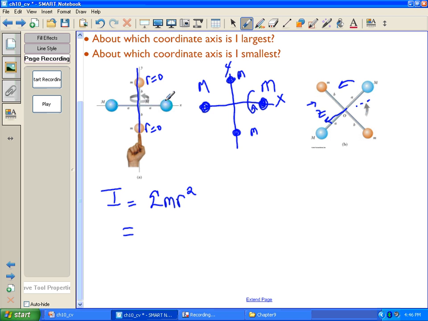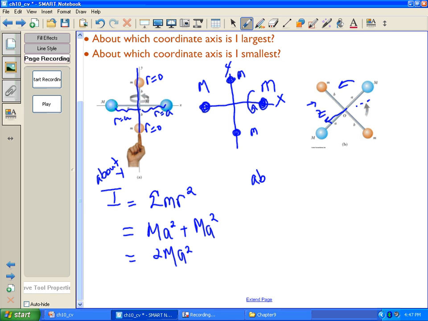On the other hand, the 2 capital masses are at a position r equals a to the axis of rotation, each of these. So we get no contribution from the little m's, but we get the contributions from the large m. So we have capital M times a squared plus capital M times a squared gives us 2 capital M a squared. What about this situation here? So this is a rotation. This one was about y. How about x?